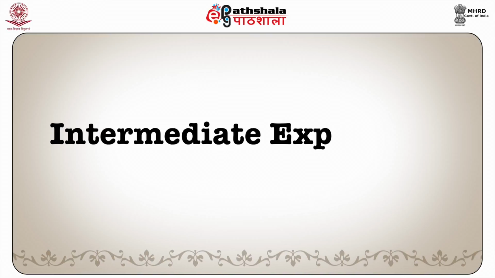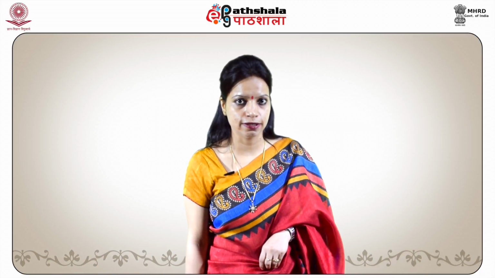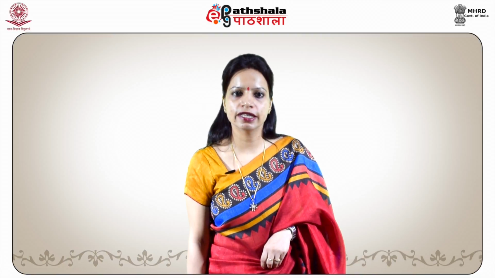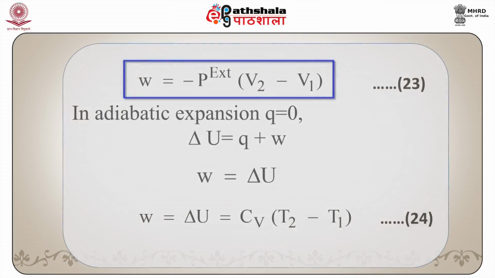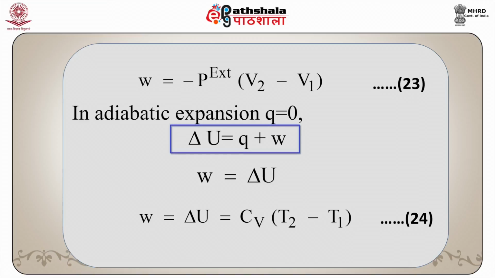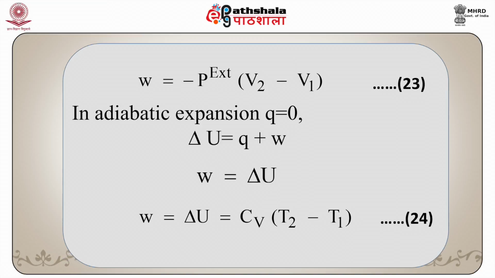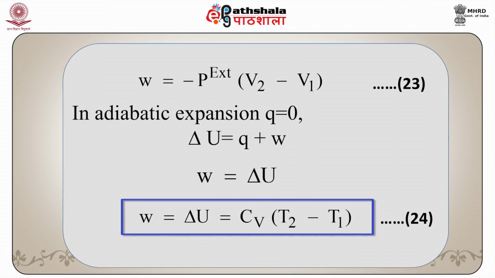In the second case, for intermediate expansion, let the gas expand from the volume V1 to V2 against a constant pressure P external. Then the work done in this case will be given by W is equal to minus P external into V2 minus V1. In adiabatic expansion, Q is equal to 0. Therefore, from the first law of thermodynamics, delta U is equal to Q plus W. Thus, it will become W is equal to delta U since Q is 0. Further, W is equal to delta U is equal to Cv into T2 minus T1.